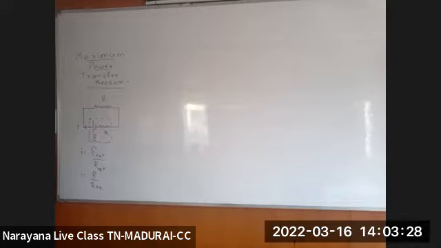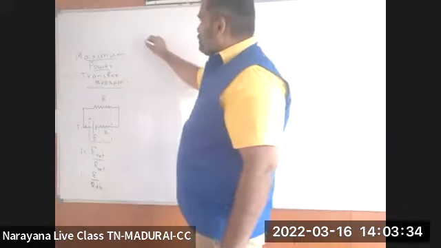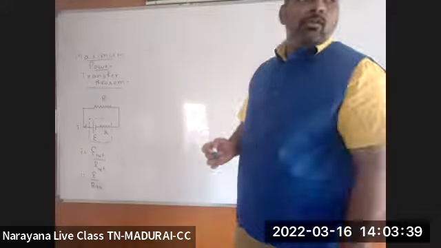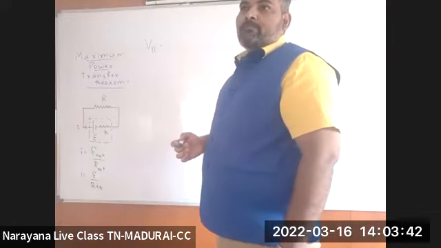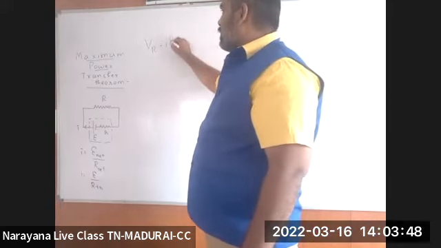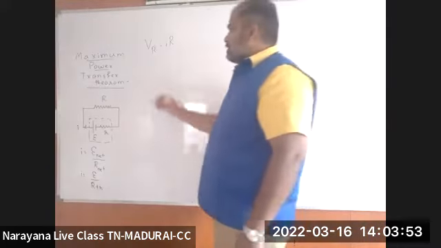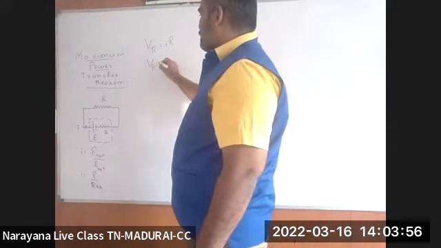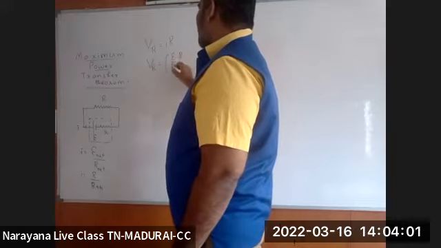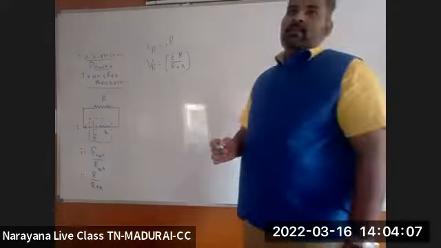Now tell me, what is the voltage drop across the external resistance? I'm asking you, what is the voltage drop across the external resistance? According to the formula, it is I into capital R, the total current flowing into the total external resistance. The I value I just now found. So the voltage drop across the external resistance is E into capital R divided by capital R plus small r.